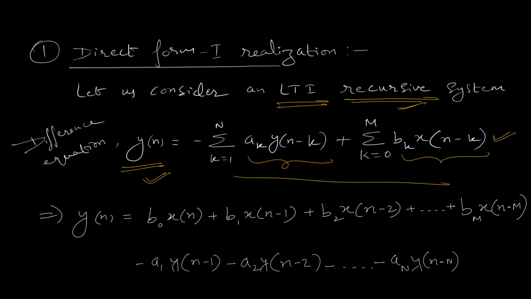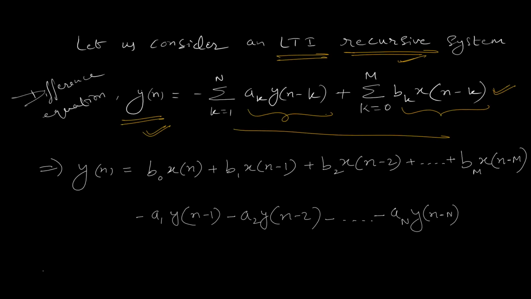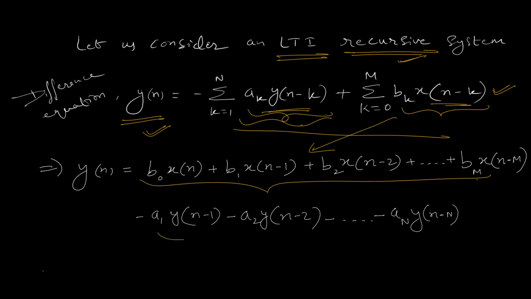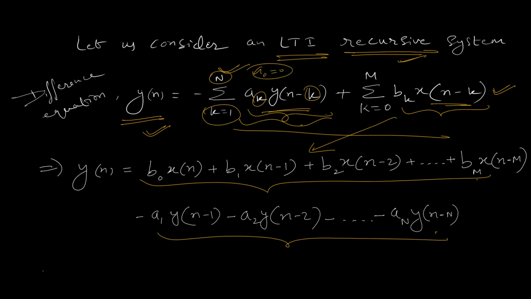So this is the same equation. Now what we have to do is just expand these two summations. Here you can see this is the expansion of this one, and this I've expanded in here. This expansion is done by varying the values of k. So for this summation we'll vary k from 1 to N. For k equal to 0, we'll consider a naught only, so there is no significance in considering from 0. But for x of n, we'll consider k varying from 0 to capital M.